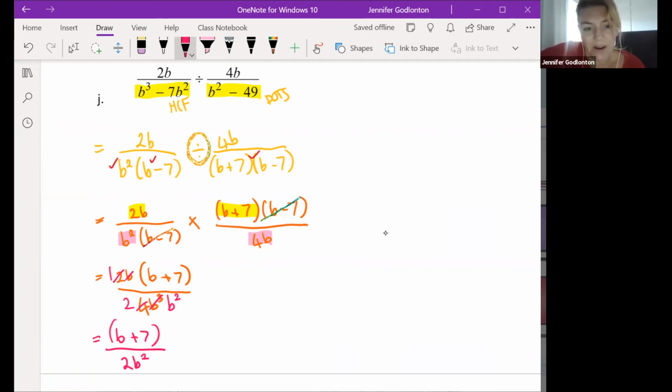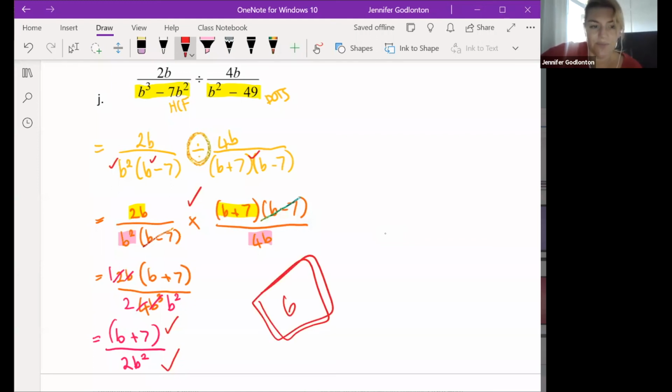And that is where our final answer would be. So you would get a mark for the b plus 7 and a mark for the 2b squared. So we'd be sitting on, we'd get a mark for changing that to a times. So that's 3, 4, 5, 6 marks. It's a lot of marks. A lot of marks for a question like that.